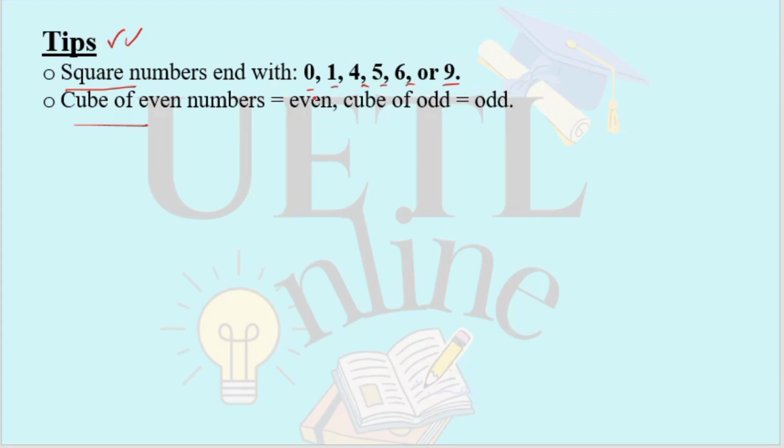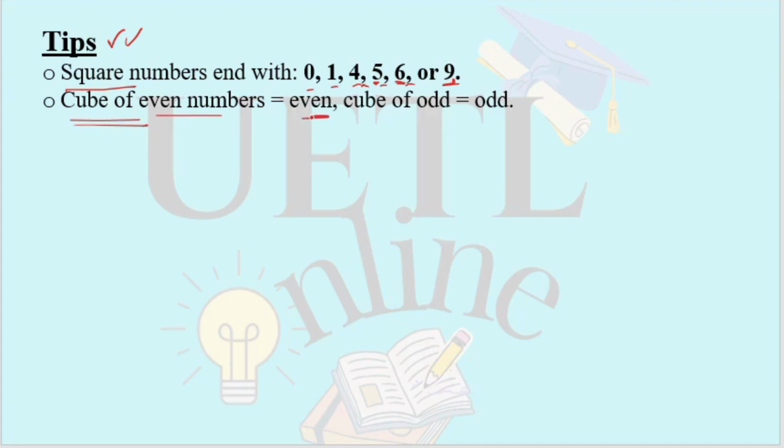For example, 16 ends with 6. 9, obviously, ends with 9. And 25 ends with 5. 36, 49, 64. All square numbers end with these digits. Then, the cube of an even number should give us an even number.